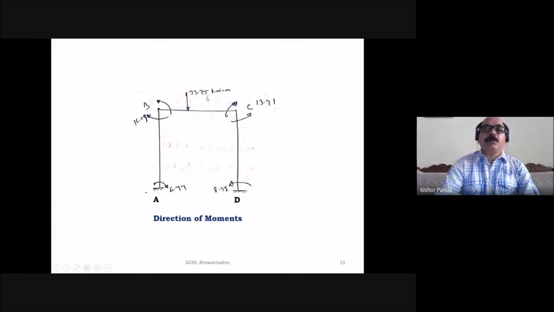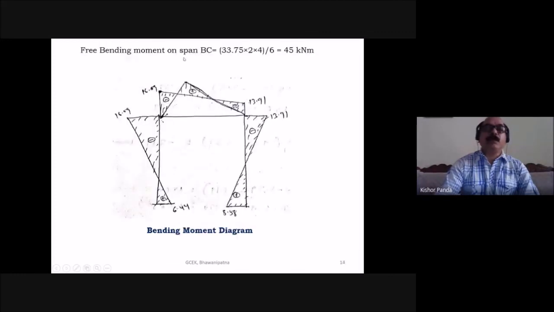Triangle. So what is the moment? The maximum moment at the loading position is WAB by L. If an eccentric load is there, what is the moment at the loading position? W into A into B by L. Free bending moment on span BC, W into A into B divided by L, is equal to 45 kilonewton meter. So this is your 45 kilonewton meter.